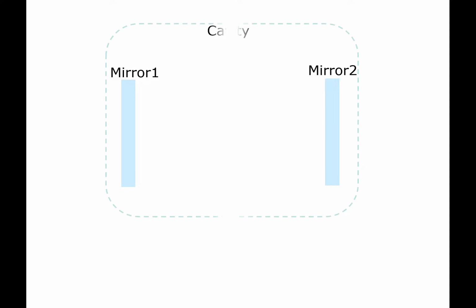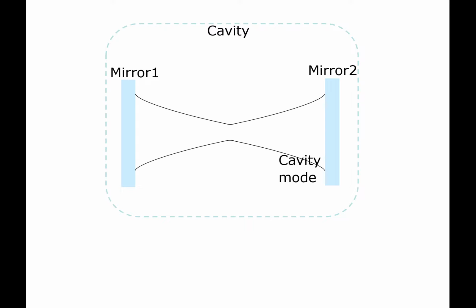For instance, if you have a mirror 1 and then a mirror 2, this will form an optical cavity. And for a specific set of mirrors which composes a certain cavity, it has cavity modes depending upon the boundary conditions of those mirrors.